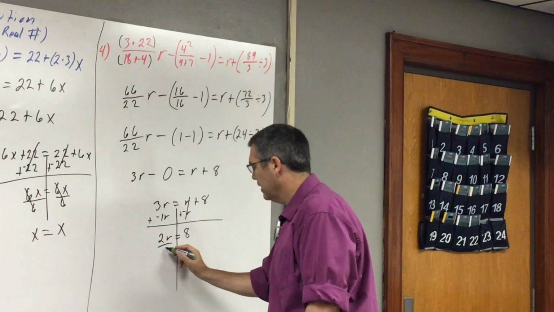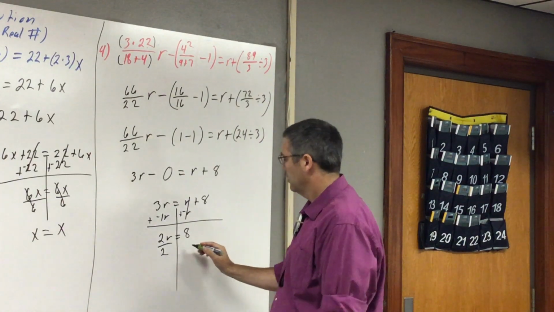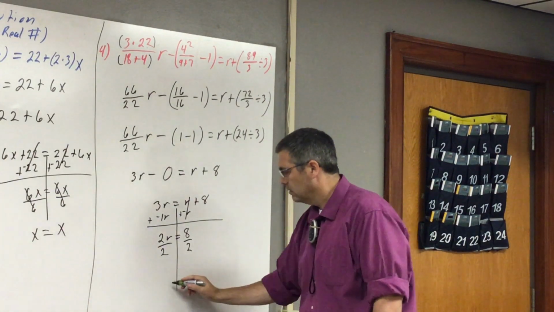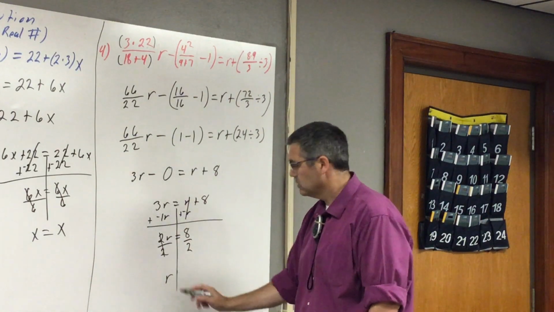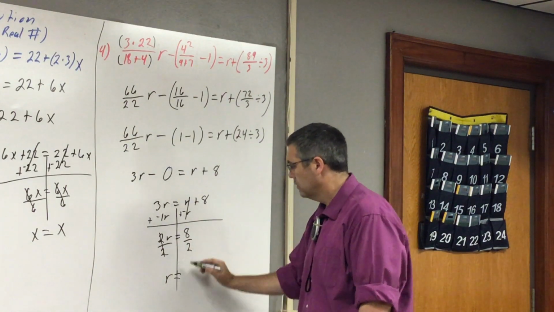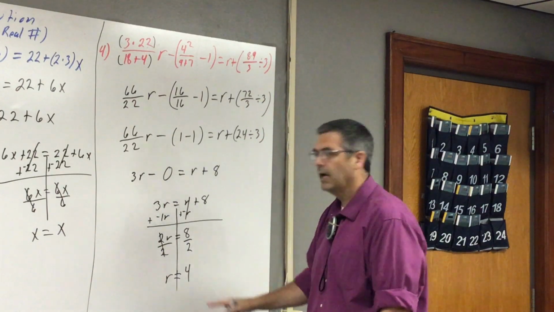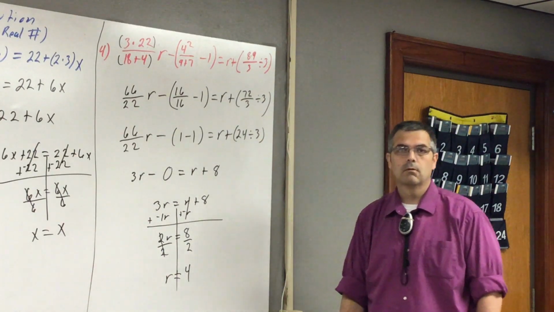Now I'm going to divide by 2. Divide by 2. This becomes 1. 1 times R is R, so R equals 4. That has one solution. Okay?